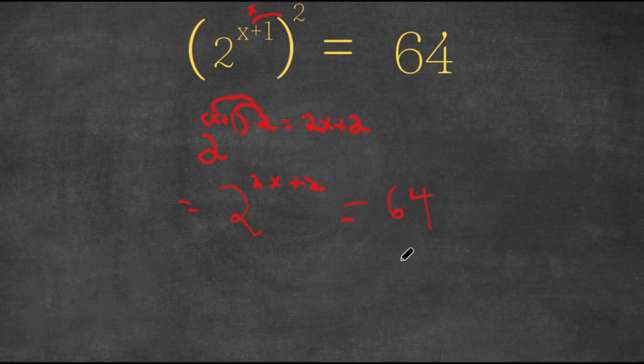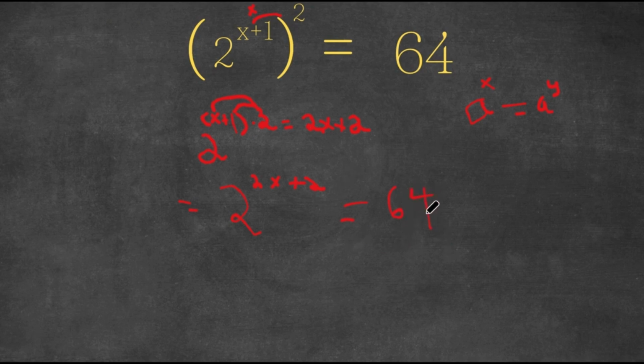So now what we want to do is change 64 so that it has a base of 2. Because remember, if we have two numbers, a to the power of x and a to the power of y, and their bases are the same, then their exponents are the same too. If their exponents are different, then these are two different values, and that wouldn't work out. So if we make both of these bases the same, then we can simply make the exponents equal each other.